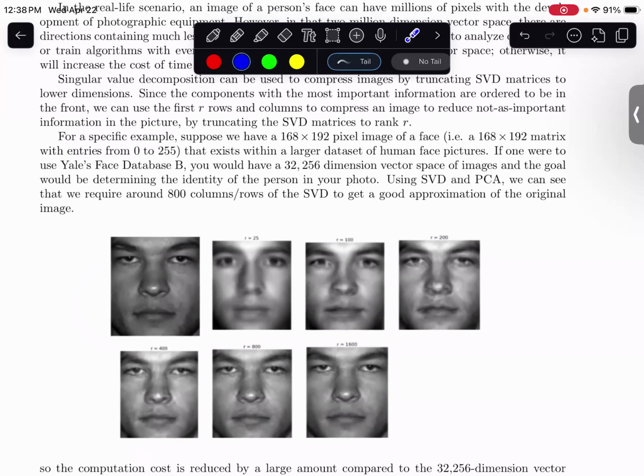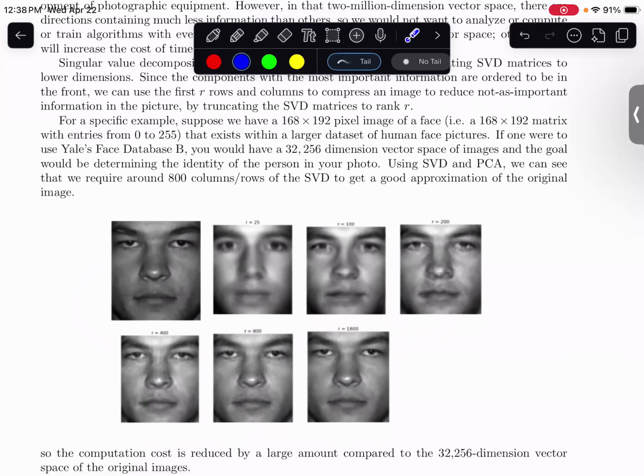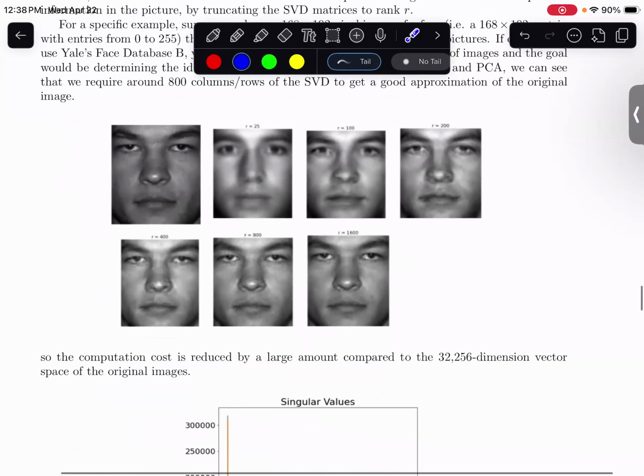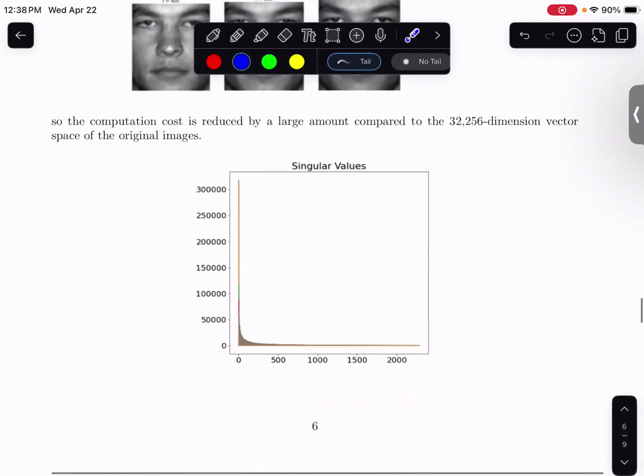But what you should notice is that you get the image, or the key facial features of this person's face, at around 400 to 800 eigenvectors. So instead of using all tens of thousands of eigenvectors and eigenvalues to reconstruct this space, it seems sufficient to just use the first 400 or 800 instead. And that's represented by this singular value plot that we have at the bottom.